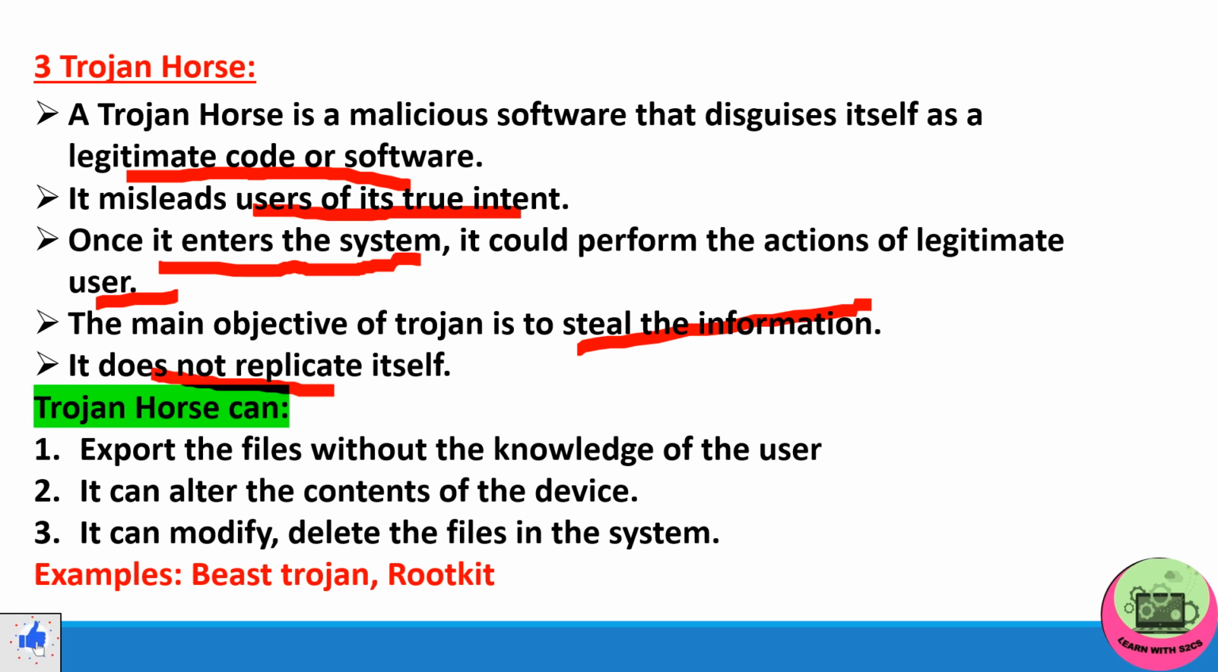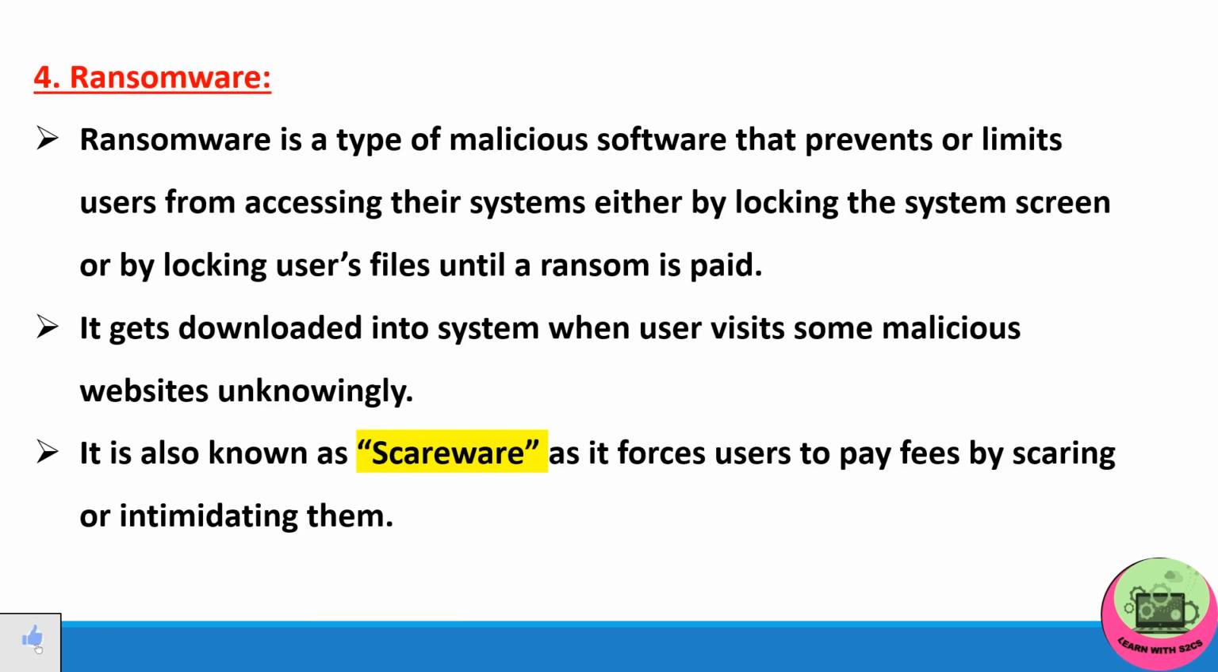Okay. So what can a Trojan Horse do? It can export the files without the knowledge of the user. It can alter the contents of the device. It can modify and delete the files in the system. So the examples are Beast Trojan and Rootkit. Clear? And the last one is ransomware.